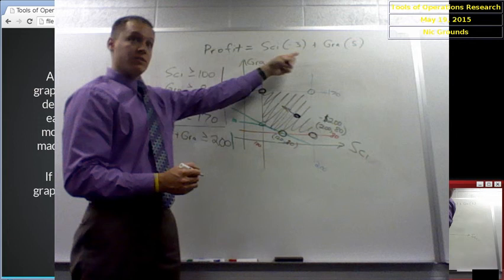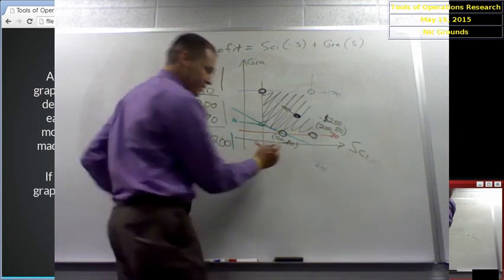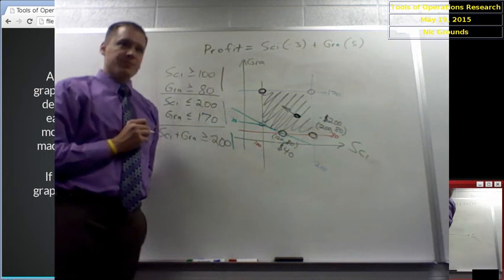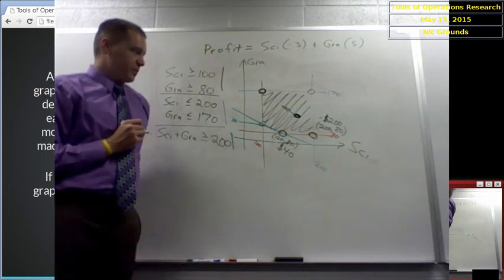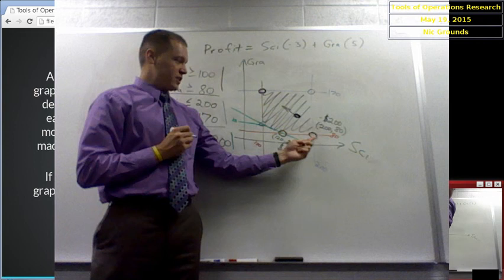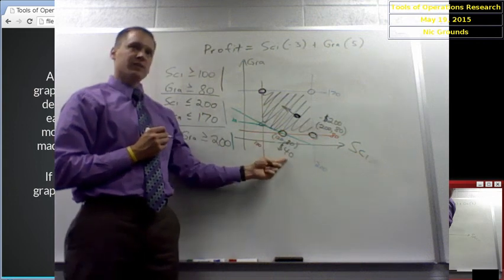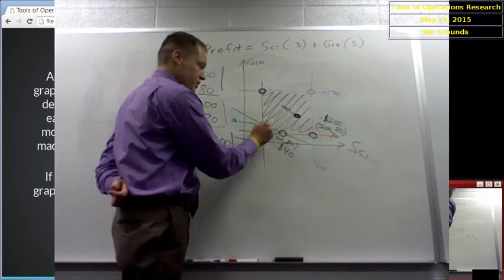Positive 40? Okay, I'm going to take your word for it. Positive 40. So we can lose $200 at this point. If we move to this point, we would make $40. Okay. Let's go ahead and solve for this one.